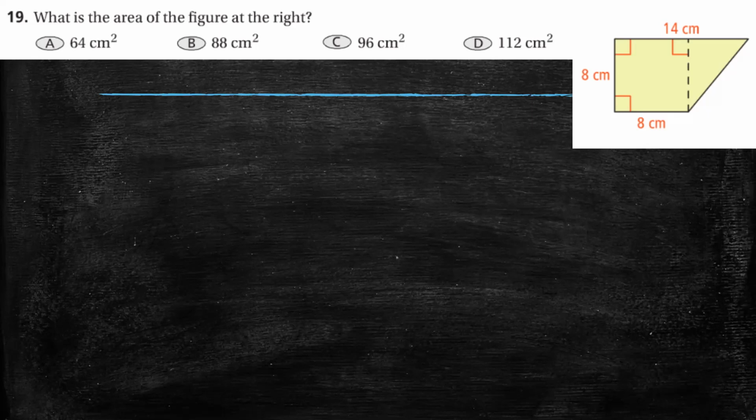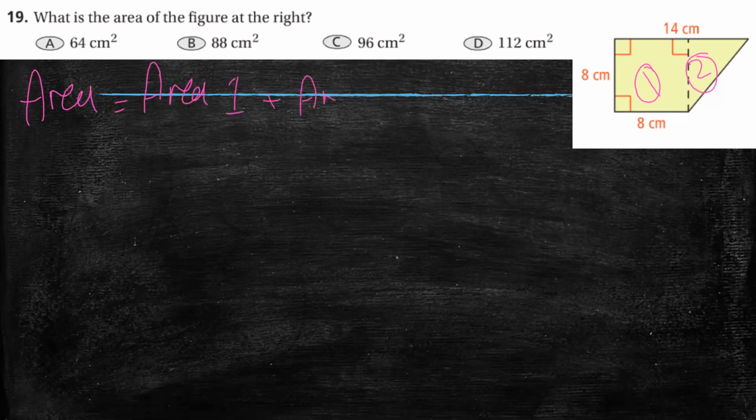So the area of this shape is the area of the first shape plus the area of the second shape. The first shape, is it a square? Yes, because here we have 8, and the second one is 8. All of the sides are equal. So it is 8 squared plus the triangle here.